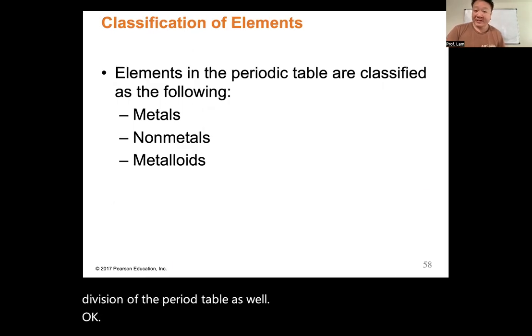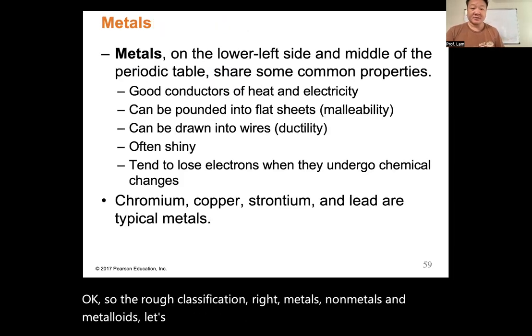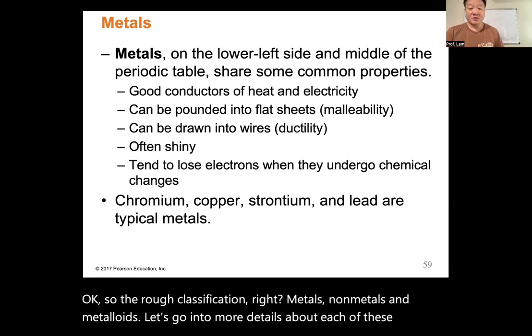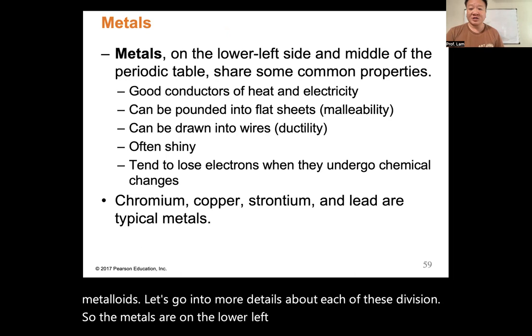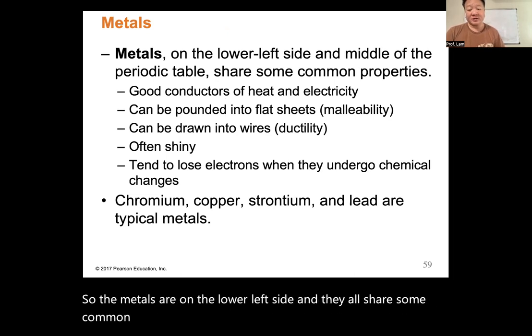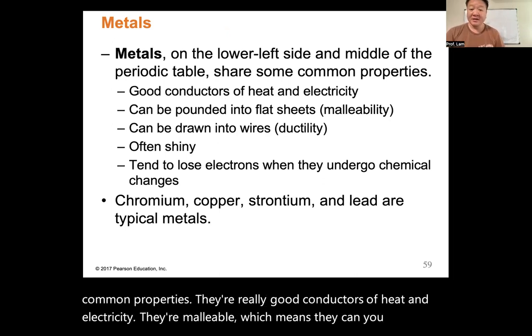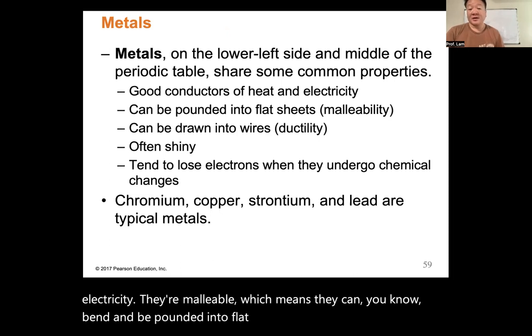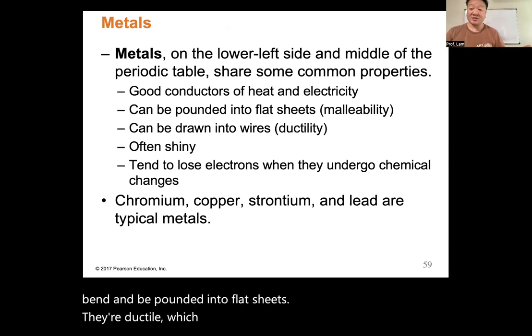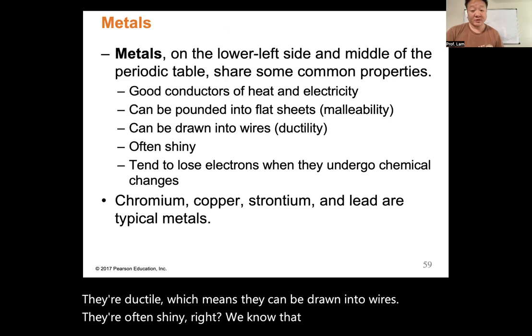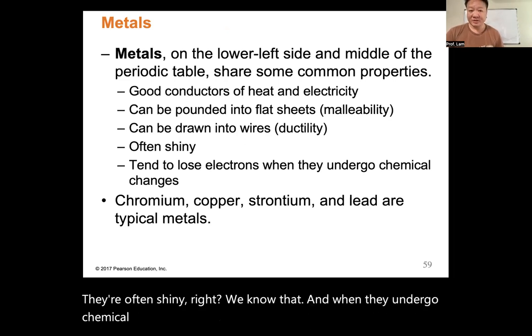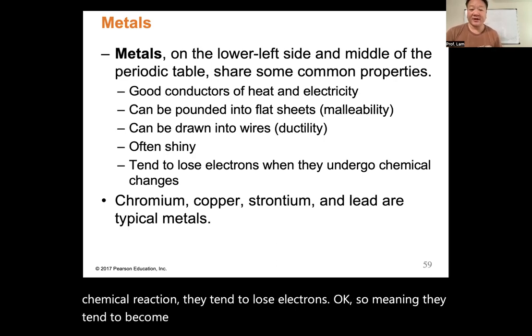Okay, so the rough classification, right? Metals, nonmetals, and metalloids. Let's go into more details about each of these divisions. So the metals are on the lower left side, and they all share some common properties. They're really good conductors of heat and electricity. They're malleable, which means they can bend and be pounded into flat sheets. They're ductile, which means they can be drawn into wires. They're often shiny, right? We know that. And when they undergo chemical reaction, they tend to lose electrons. Okay, so meaning they tend to become cations, aka positive, right?